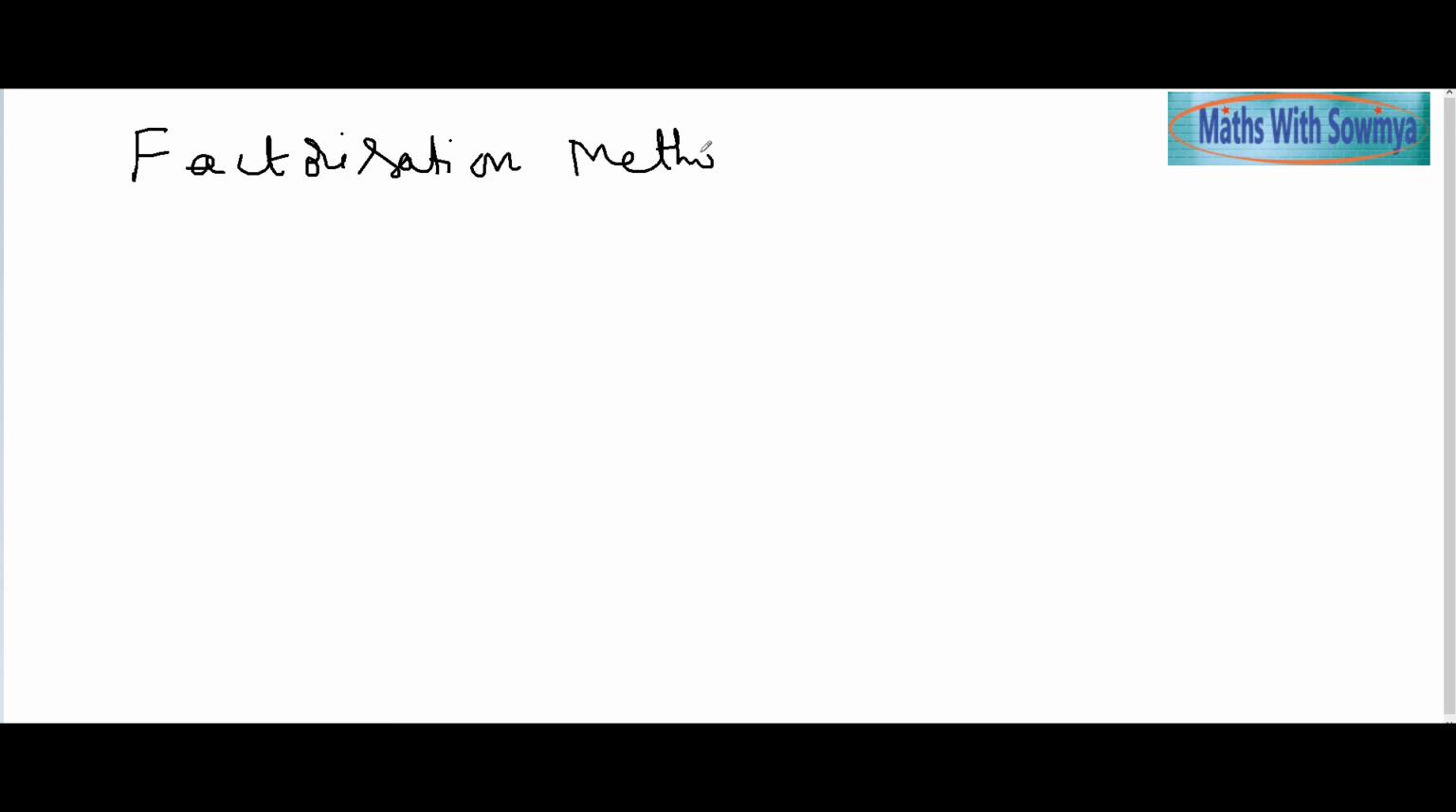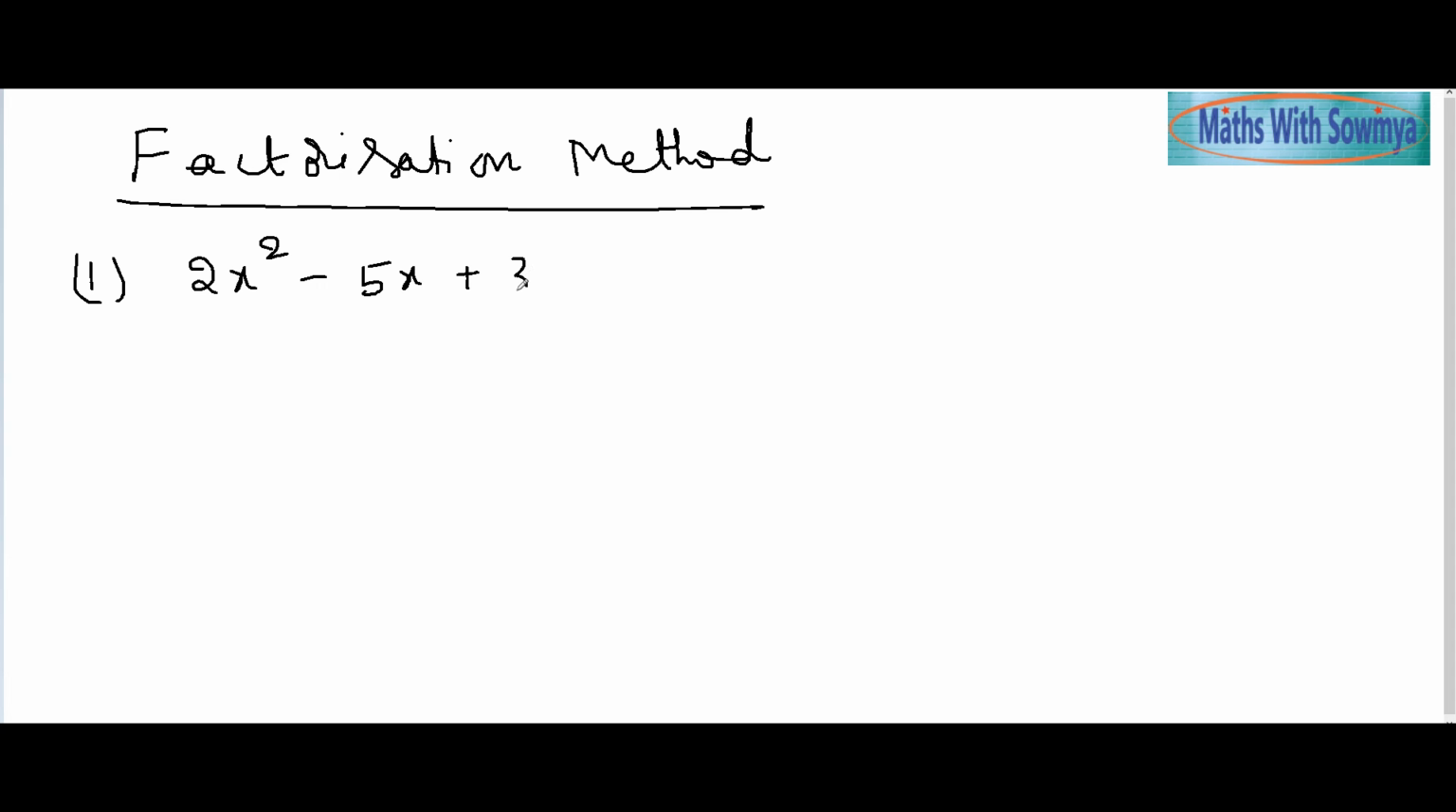Which you people have been doing last year or so. So I am just picking one of the questions here. This is 2x² − 5x + 3 = 0. So this is a quadratic equation. How do we go by factorization method?